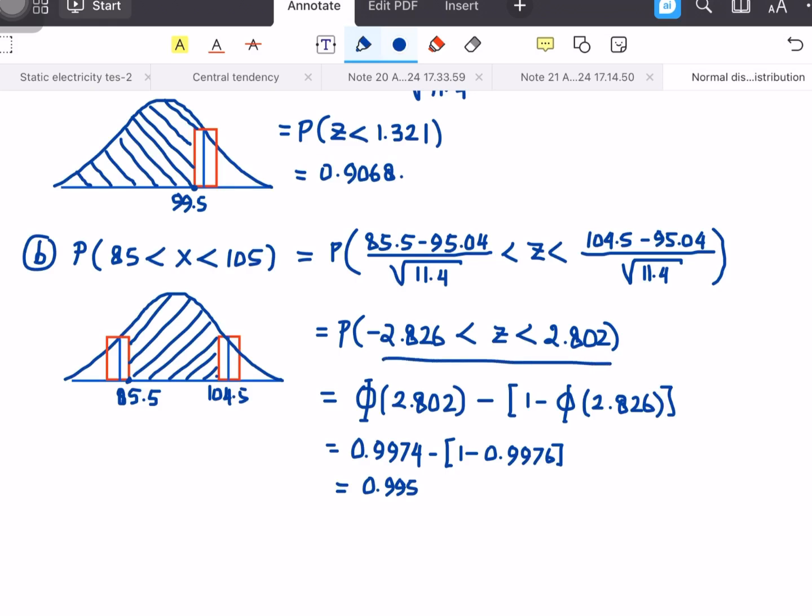So with the help of this diagram also, we can find the probability within this range of z, using phi(2.802) minus the small area here. The small area is 1 minus phi(2.826). So the final answer after we find the value using the table is 0.995.